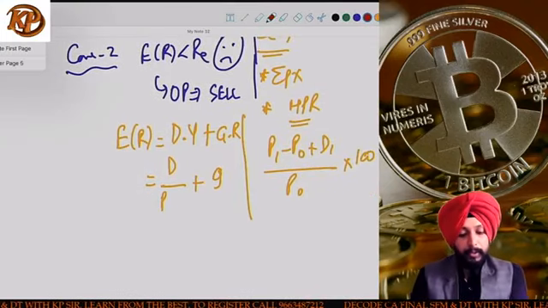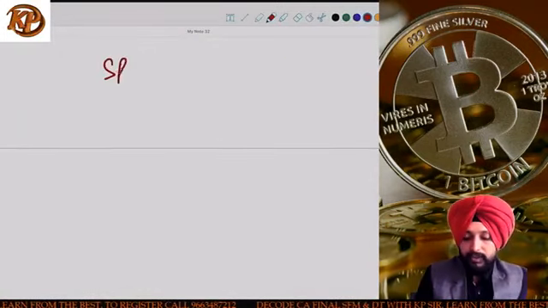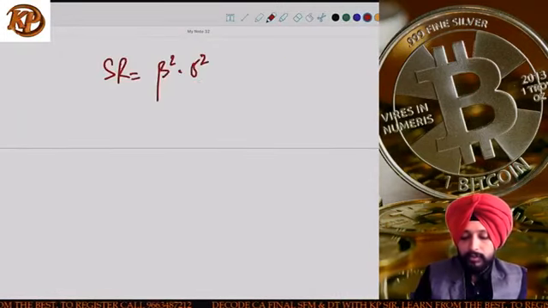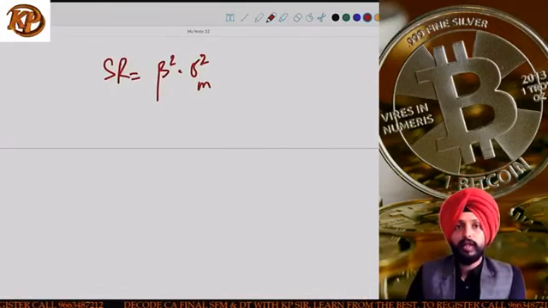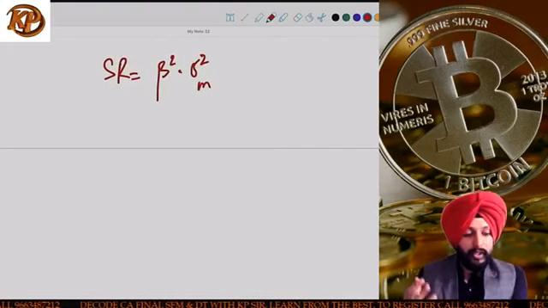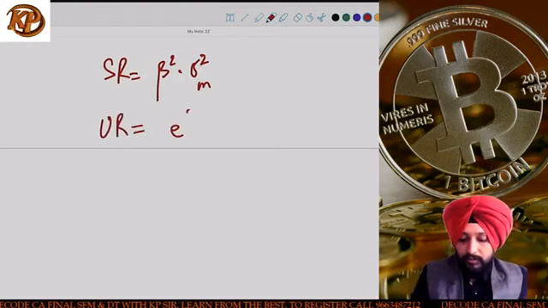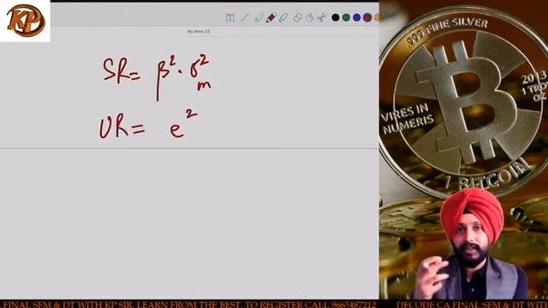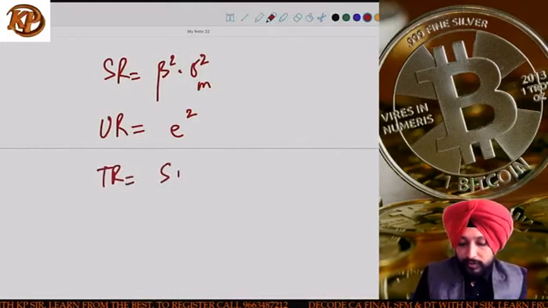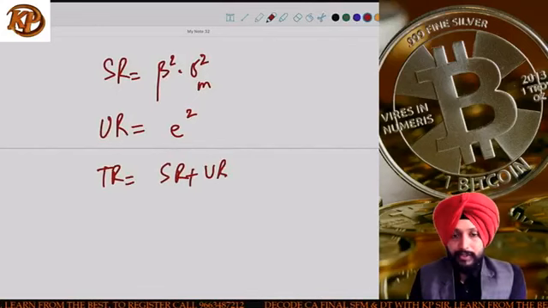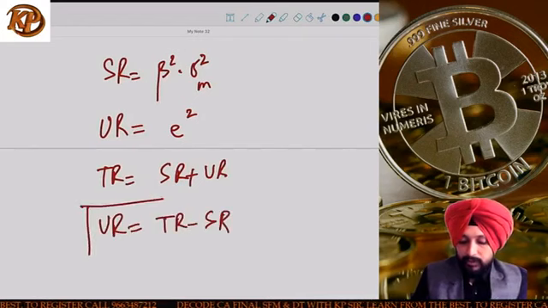Apart from that, in the capital market theory, one more point of discussion we have done is how systematic risk is calculated. If you remember, systematic risk is equal to beta square into sigma square m. Beta of the stock, we square that, into variance of the market. Sigma square m means variance of the market. Unsystematic risk is E square, that is the error term, and then we find total risk, which is systematic risk plus unsystematic risk. Unsystematic risk can also be calculated as total risk minus systematic risk.